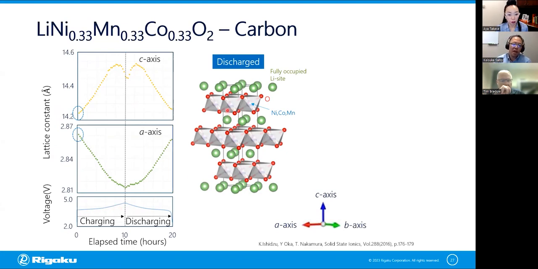The crystal structure shown here is the discharged state, which is here. This is when we started. When the battery was discharged, the lithium site on the lithium nickel manganese cobalt oxide crystal is almost 100% occupied. That's why it is green; green means lithium ion. The lithium ions are separated by oxygen octahedra. Each octahedron has a transition element inside, either nickel, cobalt, or manganese. This goes like a layer structure.